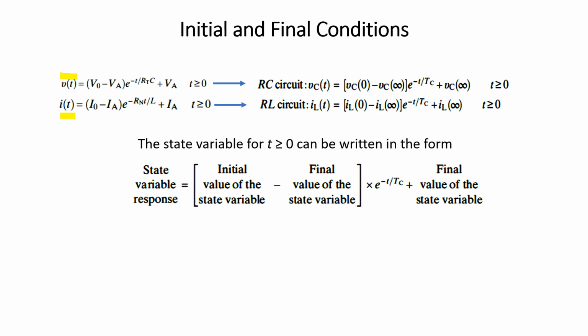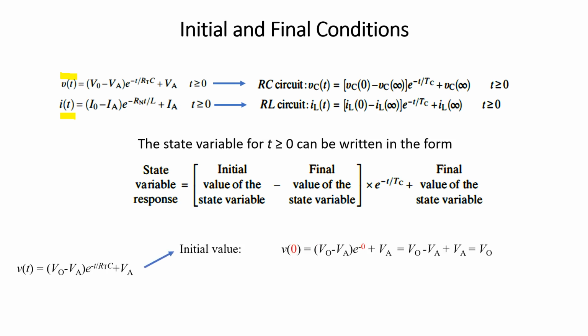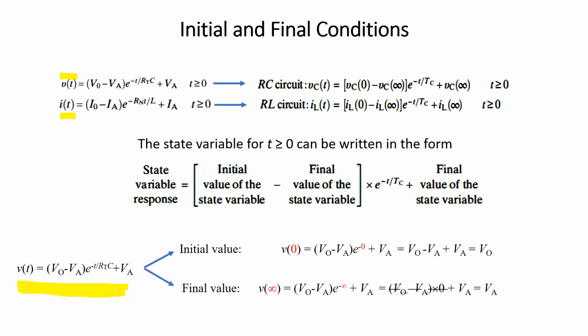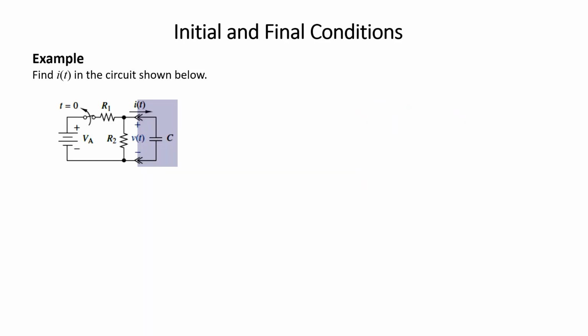What is this initial value? What is this final value? Initial value, final value. The exponential function is the same. This is the final value. We use the same expression to find the initial value by substituting t equal to 0, and we use the same response to find the final value as time t approaches infinity.